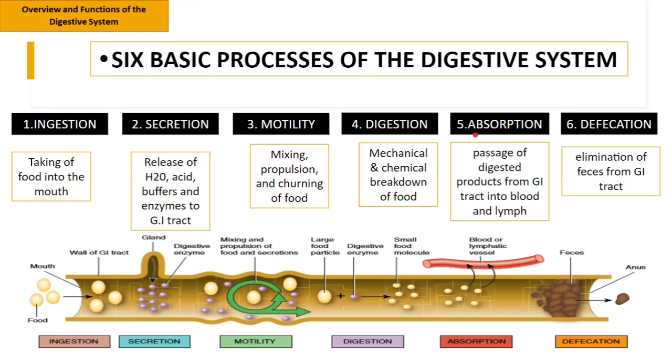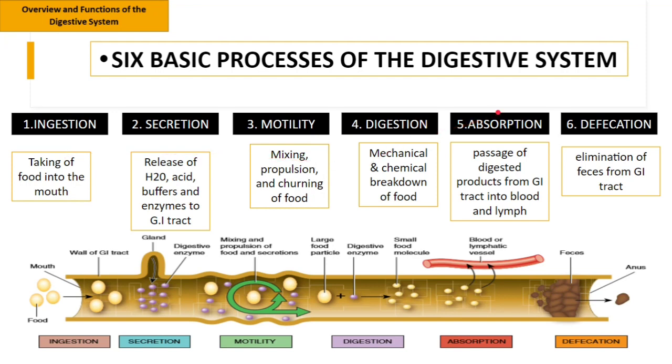And then the fifth process is absorption, which is the passage of digested products from the gastrointestinal tract into the blood and the lymph. So basically, from here, we are just ingesting the food.